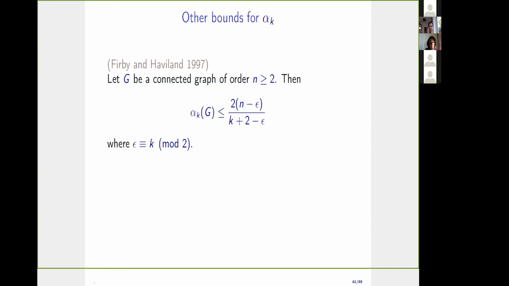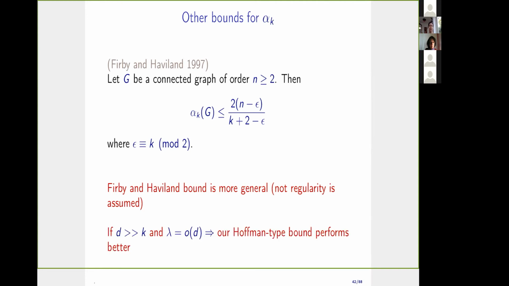How does our bound compare with previous bounds in the literature? I already told you Fiol had some bounds, Firby and Haviland had some bounds already, etc. This Firby and Haviland bound is a bit more general because they don't assume regularity, while our Hoffman type of bound assumes regularity. However, under certain conditions, our bound performs better than theirs. So it's kind of complementary in a way, for regular cases at least.